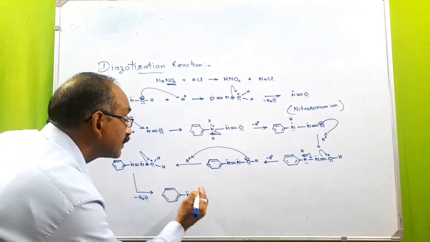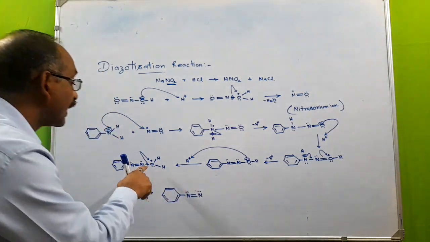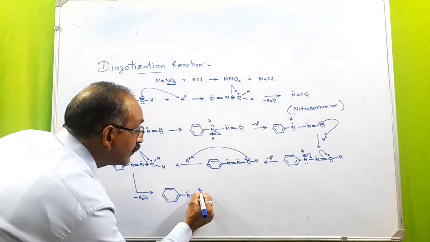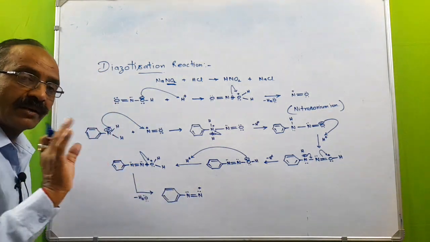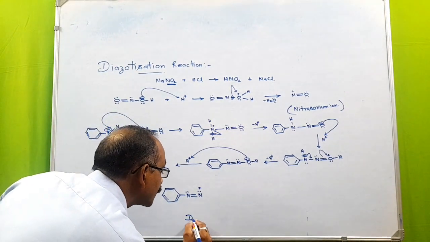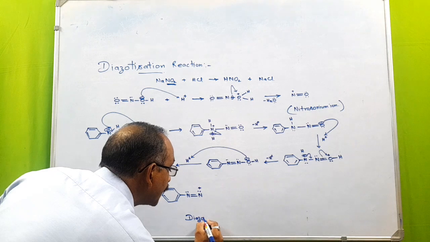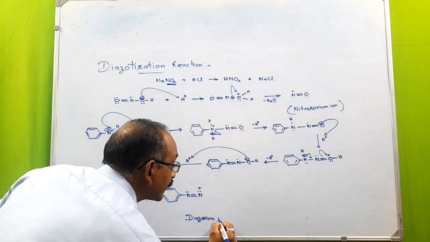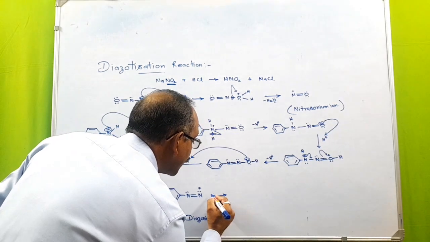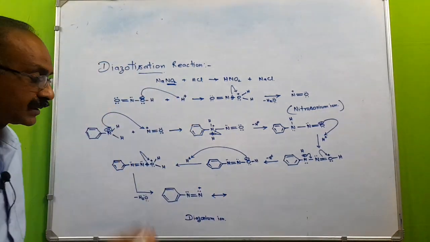In this remaining species, as the nitrogen has lost an electron, this nitrogen will have a positive charge, although it has one pair of electrons. The ion thus obtained is called the diazonium ion. In this diazonium ion, there is a resonance.